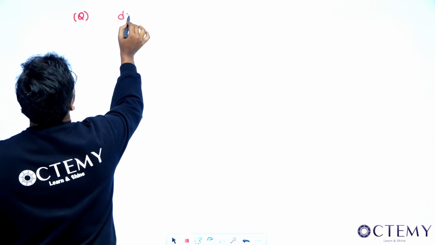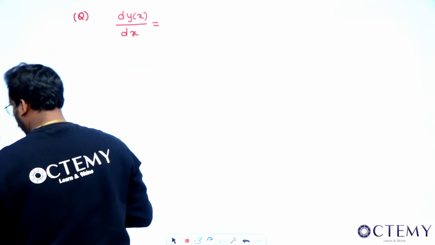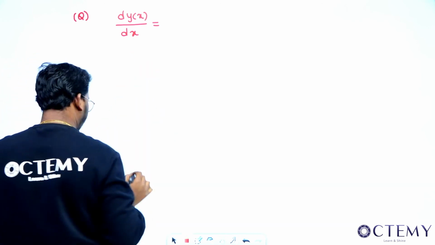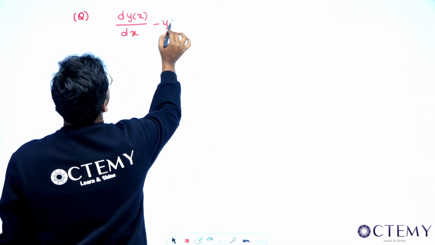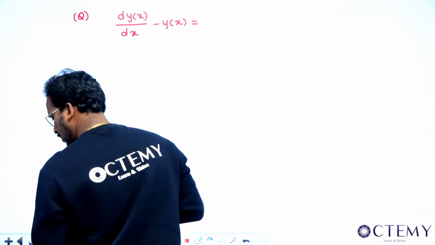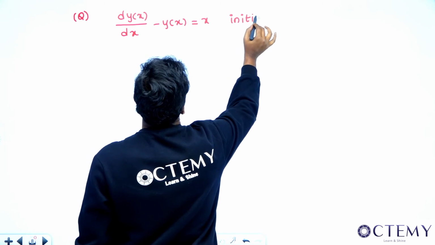Now let us see another question. This is also a previous year question, asked in EC 2010 for 2 marks. The question says, consider the differential equation dy of x by dx minus y of x is equal to x, with the initial condition given.